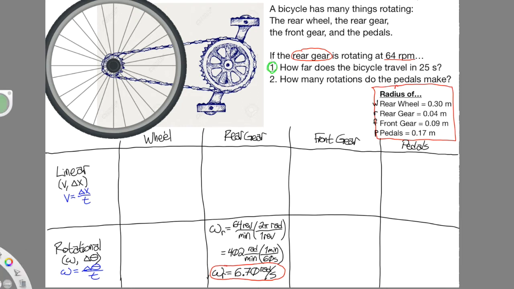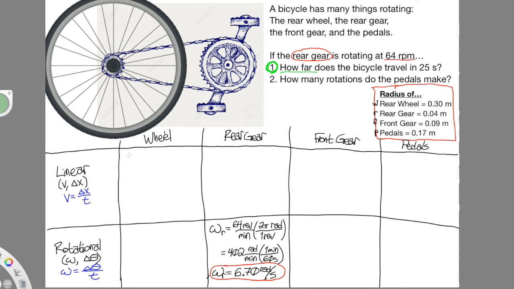First, and I'll do this one in green, how far does the bicycle travel in 25 seconds? So whenever you look at a new question statement like this in this type of problem, or any problem, figure out which variable the question is asking for. The question is asking, how far does the bicycle travel? How far is asking for a distance, specifically a linear distance. So we already know we're looking for a variable somewhere in this top row, one of our linear variables. And how far is delta x. It's not velocity, it's distance.